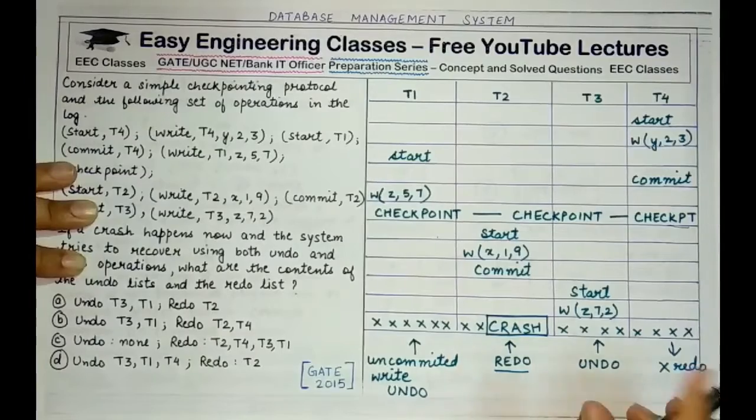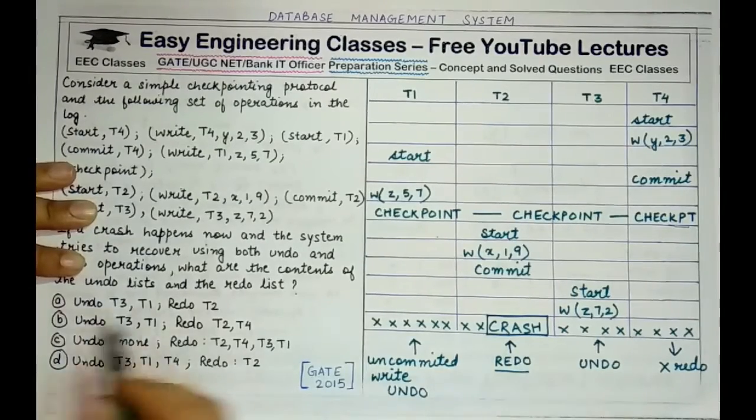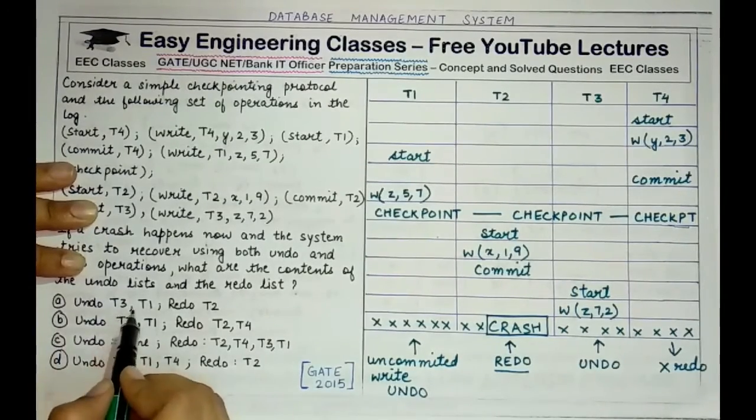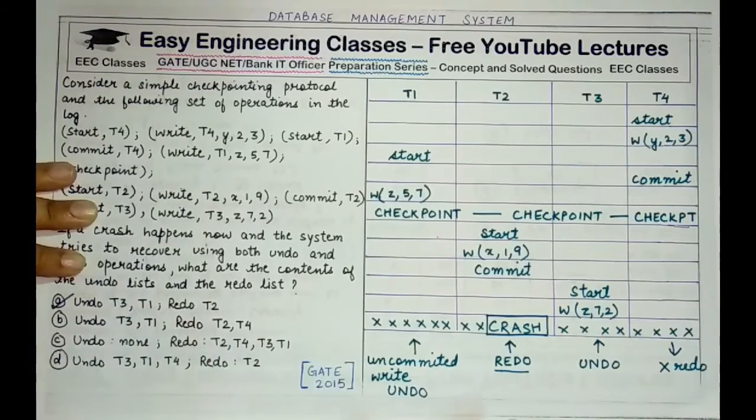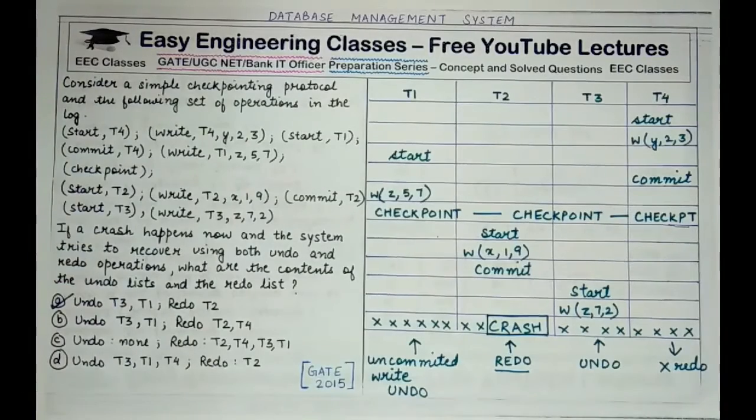So the correct answer would be that transactions T1 and T3 would be in the undo list and T2 would be in the redo list. So undo T1 and T3 and redo T2. So this is the correct option, which is option A. So that's all for today's lecture.